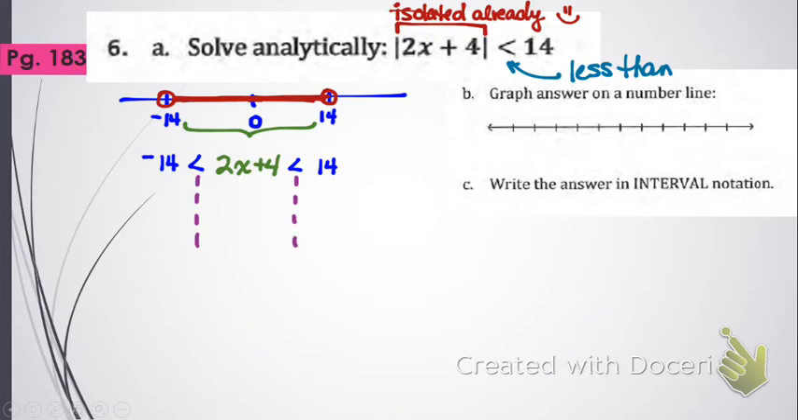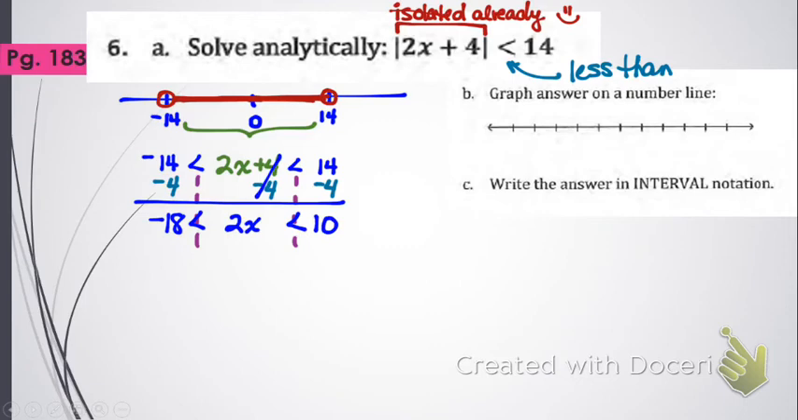What are we going to do to get the x by itself? Subtract 4 from all the sides. What is negative 14 minus 4? Negative 18. Do I need to flip my inequality around? Nope. We didn't do any dividing by a negative. What's 14 minus 4? 10.